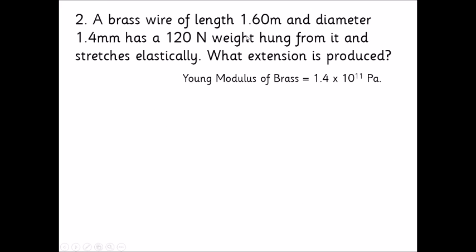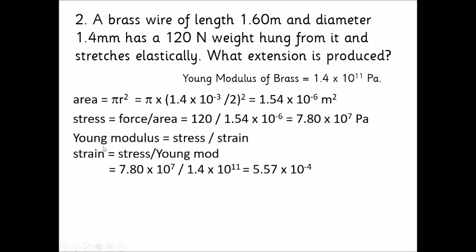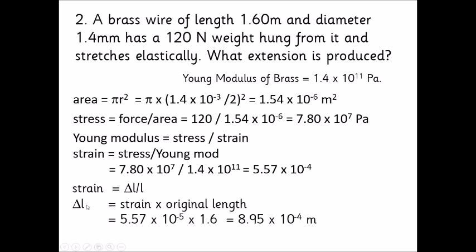Last question. Same sort of thing with brass. What's the extension produced? So this time we've got to work out the area first. So here's your diameter. Don't forget to divide your diameter by 2. That gives you a cross-sectional area. Then you can find the stress. Then you can find the strain from doing the stress divided by the Young modulus. So the strain is 5.57 times 10 to the minus 4. And then you can find the change in length from the strain times the original length.